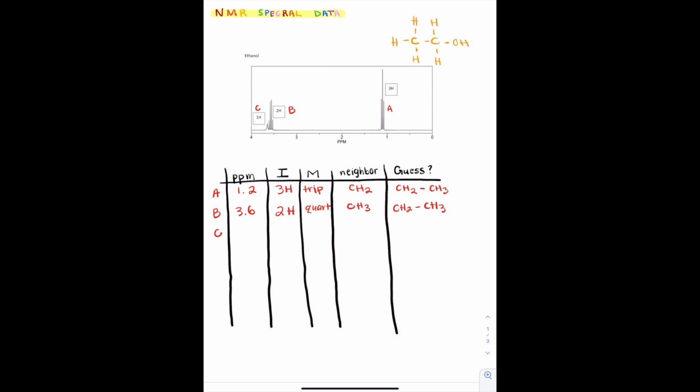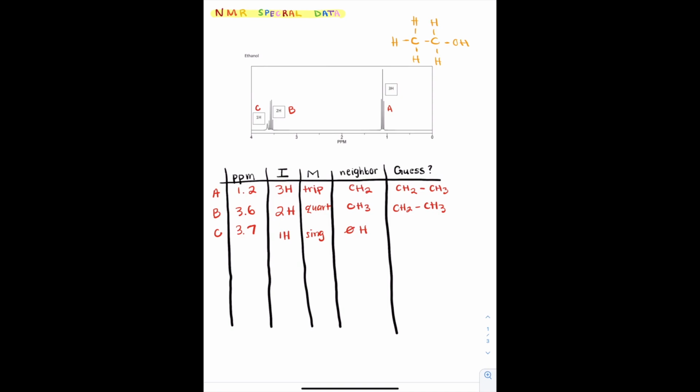Okay, for number C, or letter C, we are going to see the ppm is at about 3.7 or so. Integration is given to us. It's 1H. So the multiplicity is there's 1 peak, so it's going to be a singlet. I just wrote sing for short. And then the neighbor is subtracting 1 from 1 hydrogen. You're going to have 0 hydrogens. So 0 hydrogens are going to be in the neighbor.